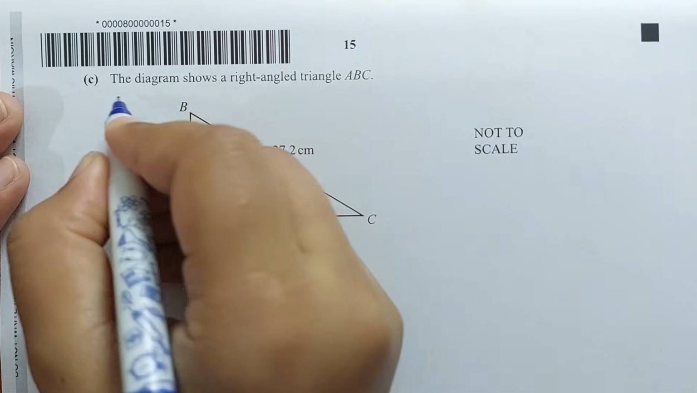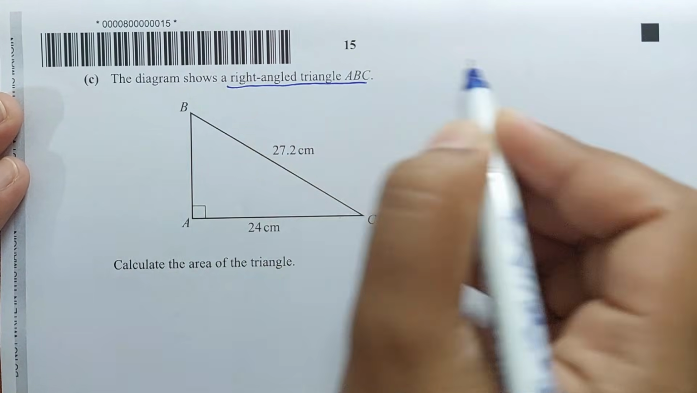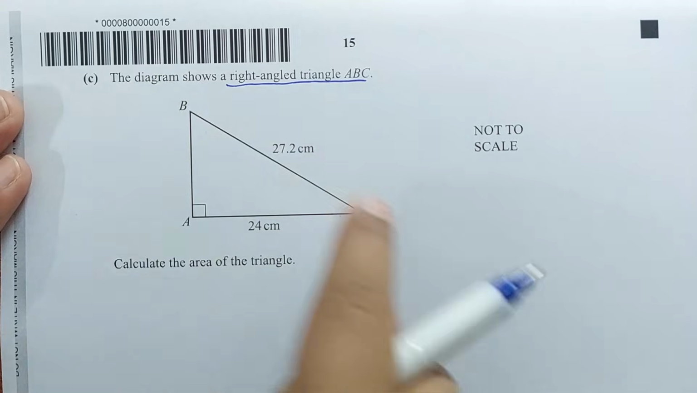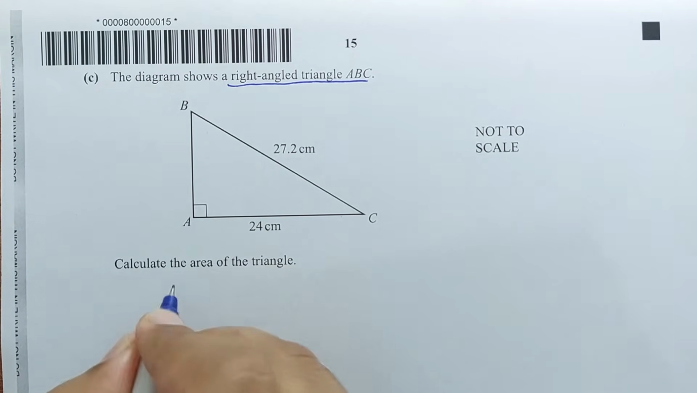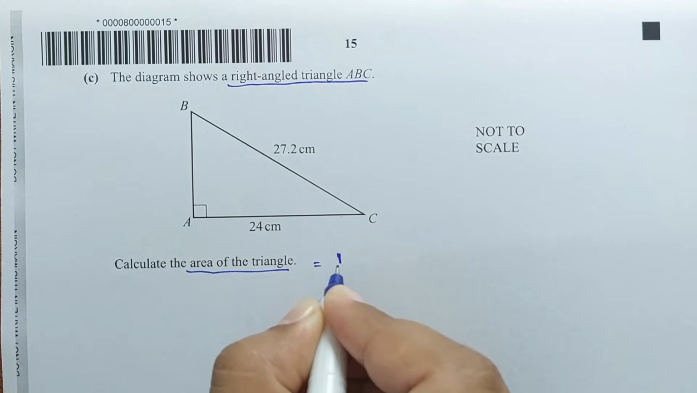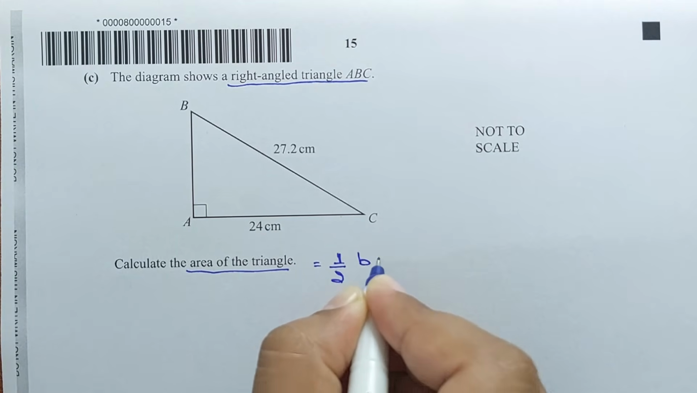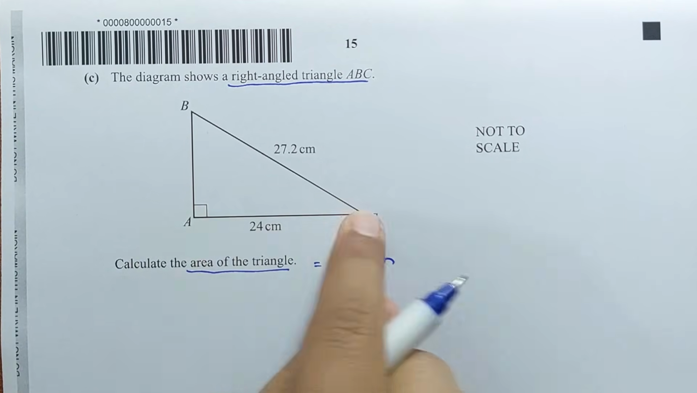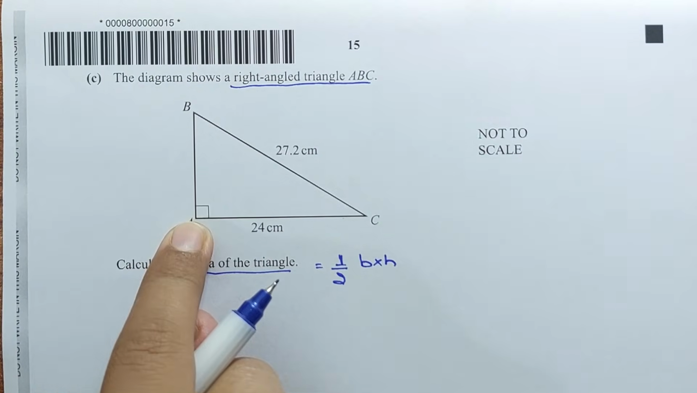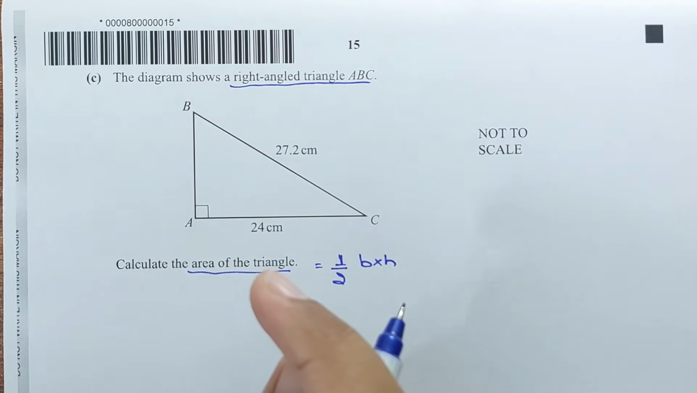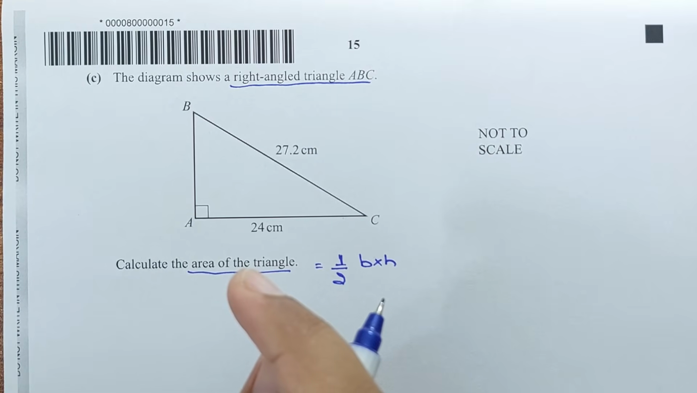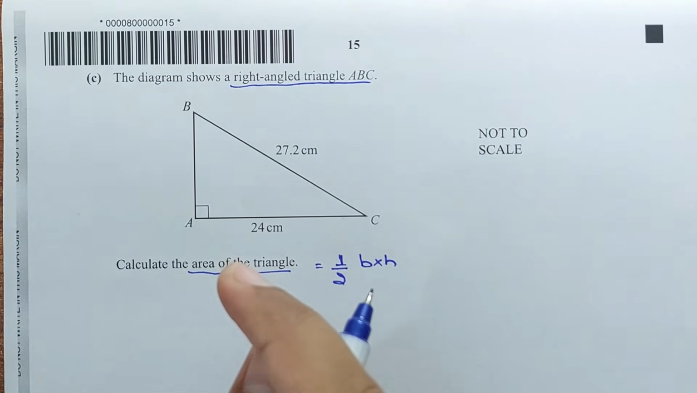Now for part C, the diagram shows a right angle triangle ABC. Calculate the area of the triangle. Area of a right angle triangle is always equal to half base times height. We have the base but we don't know the height. Since it is a right angle triangle, we can get the height by using two methods, by Pythagoras theorem or by using trigonometric ratios, right?